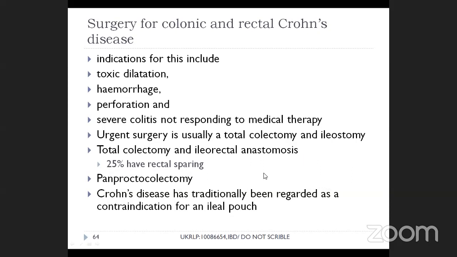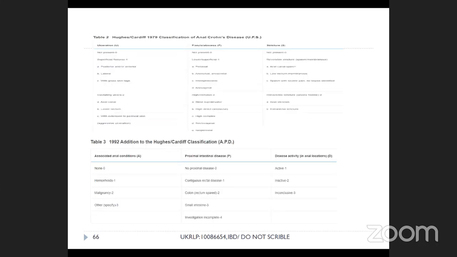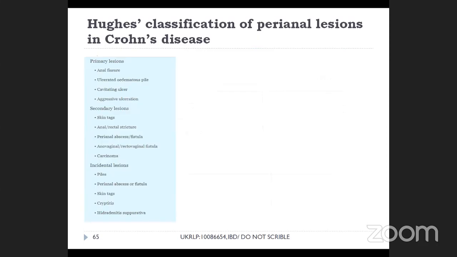So again, perianal lesions of Crohn's have a classification called the Hughes Cardiff classification, and there are different types of it. If anyone needs to see this, they can go into Google and search. It is a broad way of classifying the perianal diseases: primary lesions, secondary lesions, and incidental lesions.